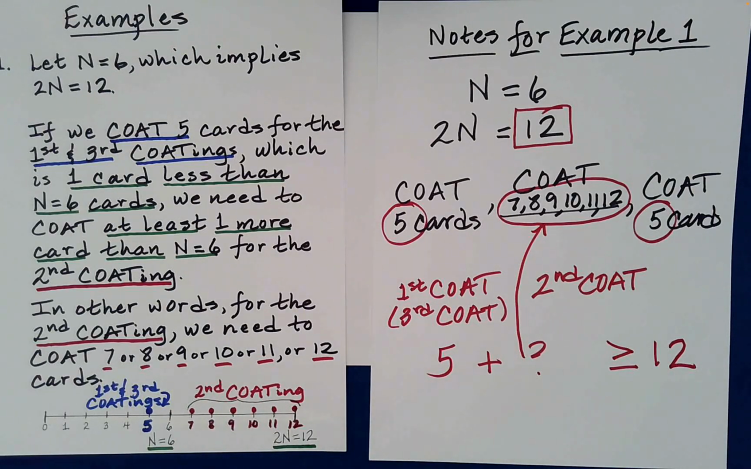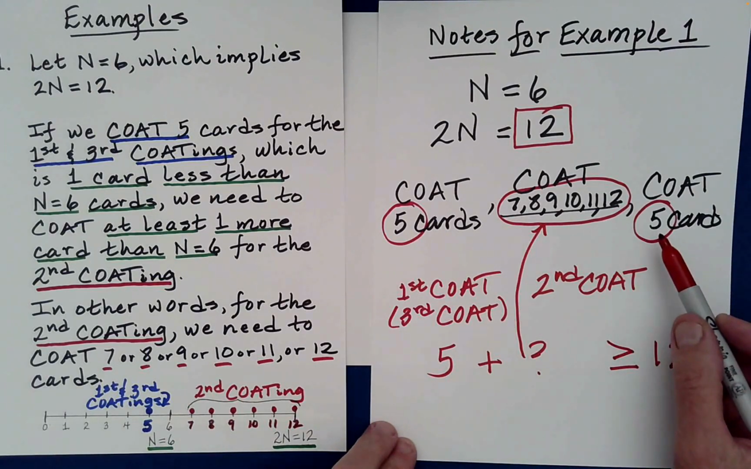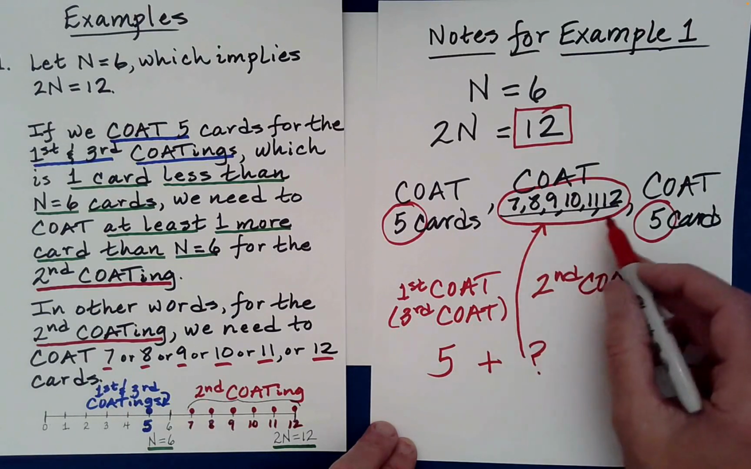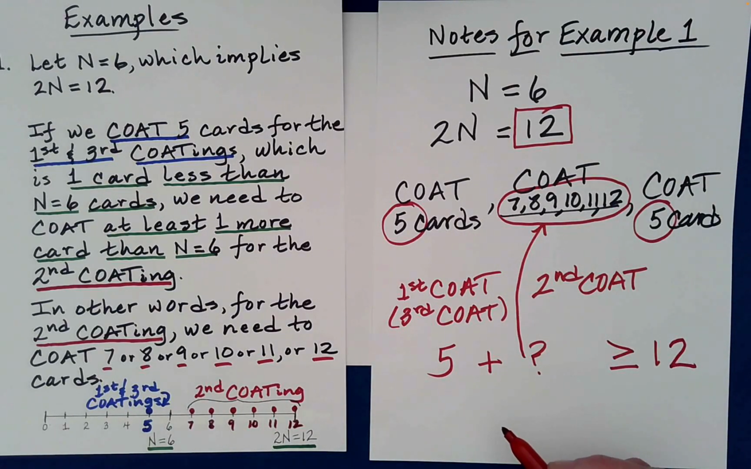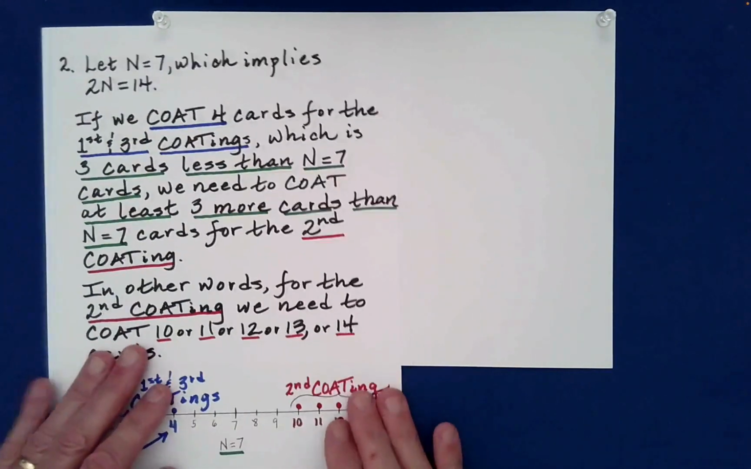Okay? So as long as the number you use for the first and third coding, you just take the single value, here it's 5, and the number of cards coded for the second coding, if those two numbers combined give you a number that is 12 or larger, this entire routine that I've just shown you will always work. Okay? So let's go ahead and maybe just show one more quick example of this using different values now.